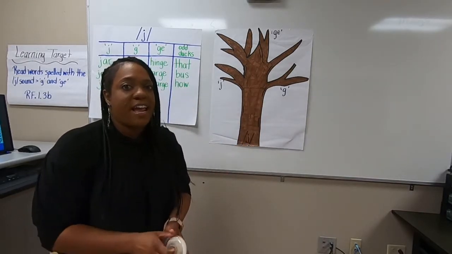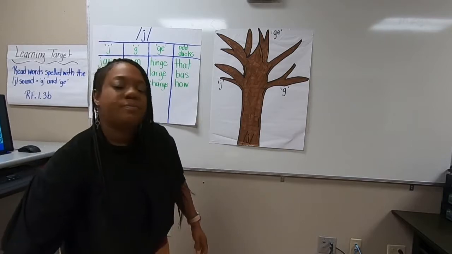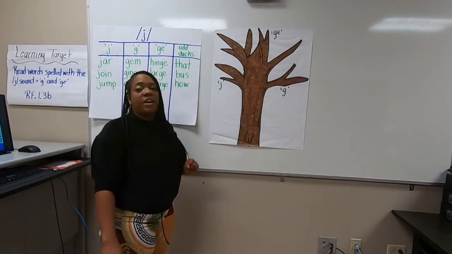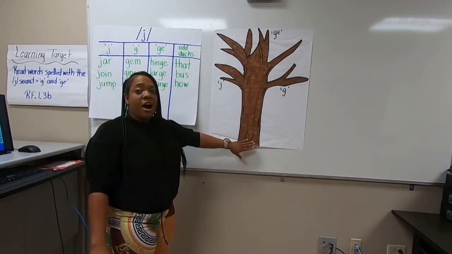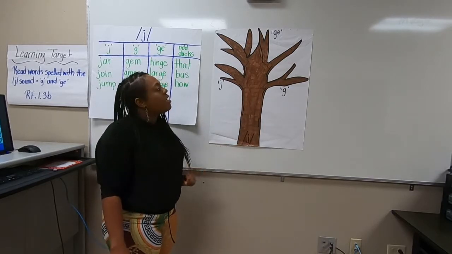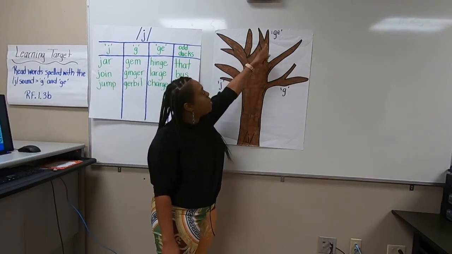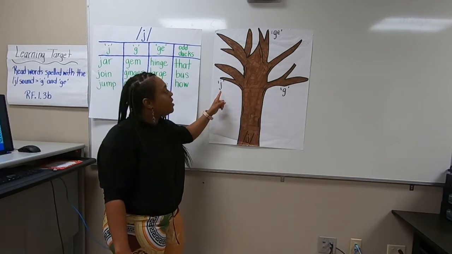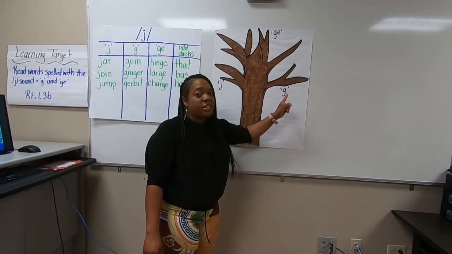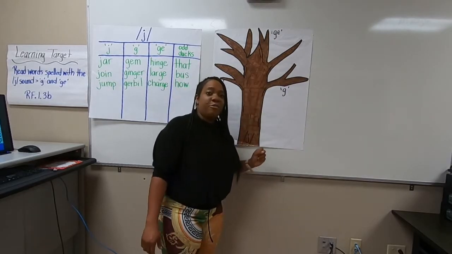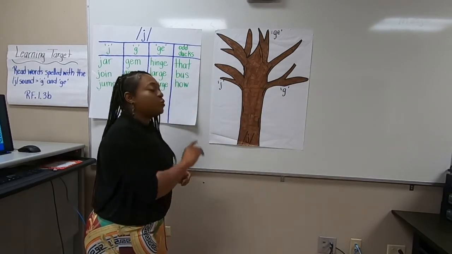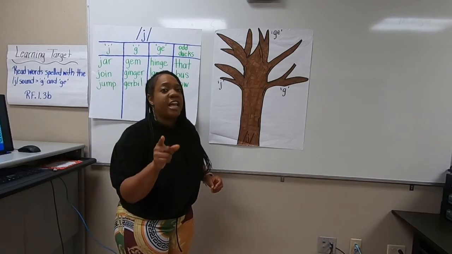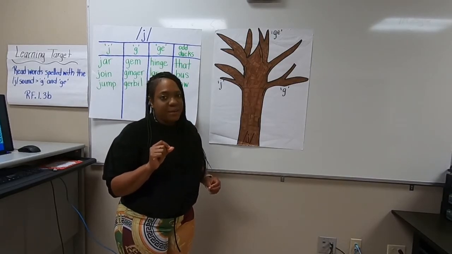So everyone say J. J. So if you look over here on my tree trunk, all of the sounds are going to say J. But as you look on each tree trunk, we have different spellings. We have the J, which says J. We have the G, which says J. And we also have GE, which says J. Now, I'm going to show you some words, and I need you to tell me where the leaves go on the tree. You guys got it?